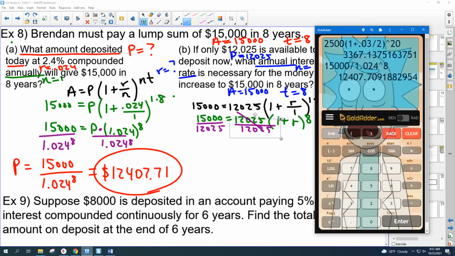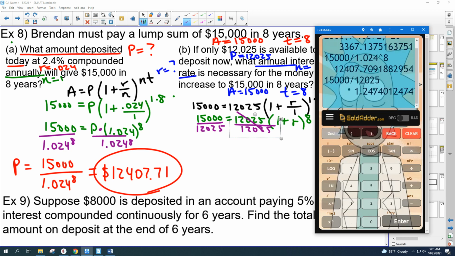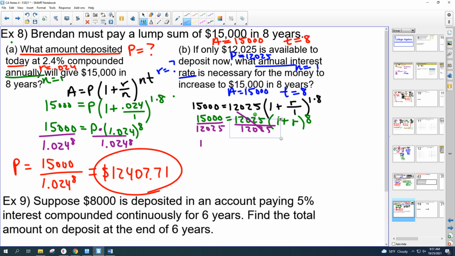And I'm going to use my calculator here. 15,000 divided by 12,025. And so I get that. I'm going to leave that in my calculator, but I'm only going to write down some of it. 1.2474. 1.2474 is approximately now 1 plus R to the 8th power.